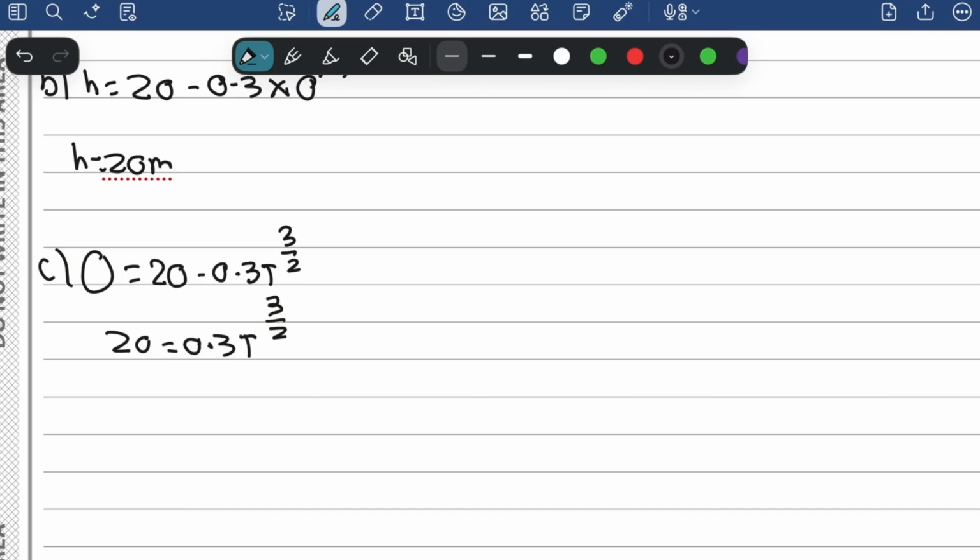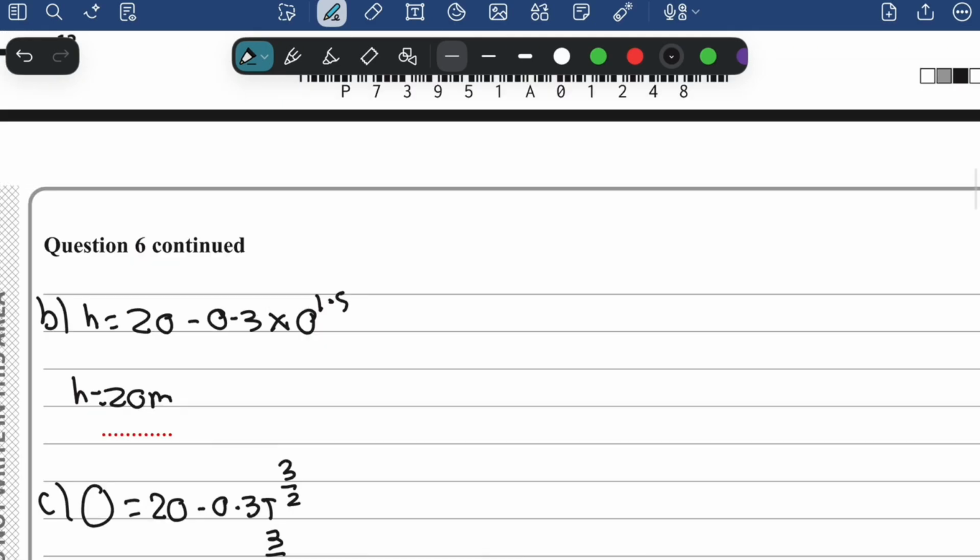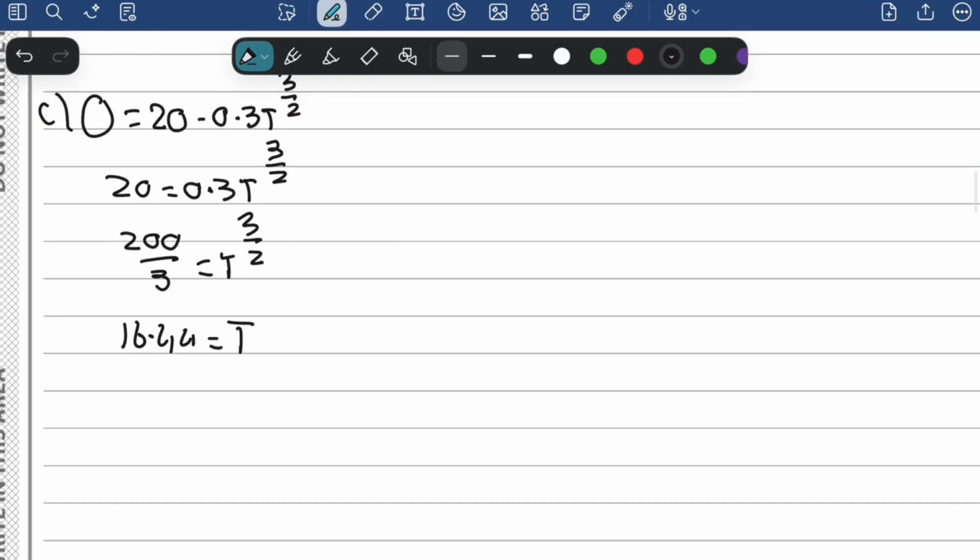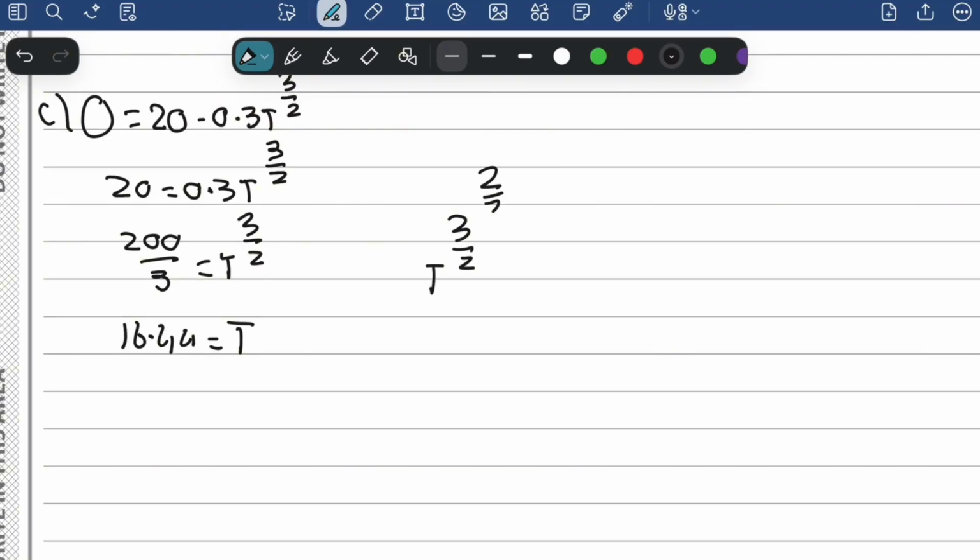And we can just divide both sides by 0.3, so we get 200 over 3 equals t to the power of 3 over 2. And we can just raise both sides to the power of 2 over 3, right? Because 3 over 2 times 2 over 3 is 1. So 200 over 3 to the power of 2 over 3 is going to give us 16.44 equals t. And that is the limit for the value of t. And just to make sure it's clear, t to the power of 3 over 2 to the power of 2 over 3, we times these two together and it equals t, right?